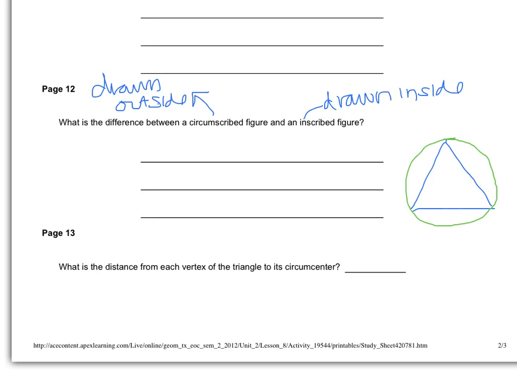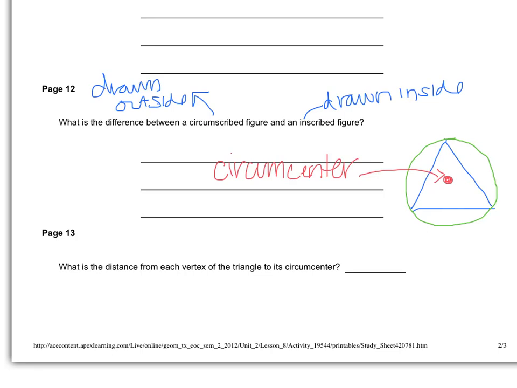So just like when you inscribed it, the center had a special name. It does the same here. So the point in the middle of this circle is called the circumcenter. Okay, and the circumcenter is the point where the perpendicular bisectors meet.